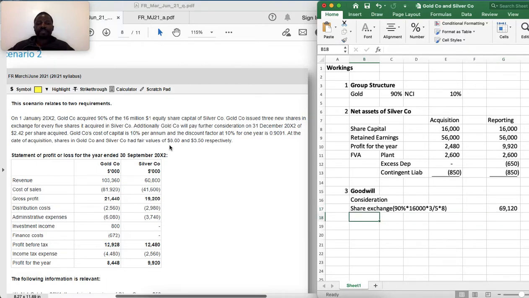We get that figure. We are also told additionally Gold will pay further consideration on 31 December 20X2 of 242. So here now we have got a deferred consideration. Deferred consideration for 1 year, because we acquired 1 January 20X2, the payment will be 31 December X2, that is 1 year. So we have to discount this payment that we will make in December to 1 January. So we'll call this one deferred payment or deferred consideration.